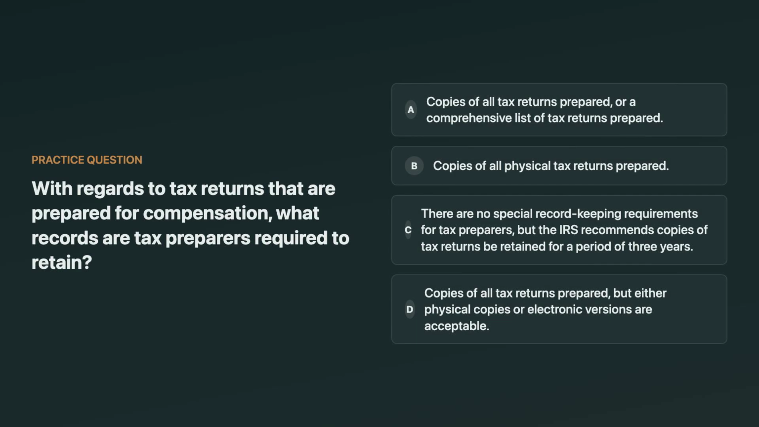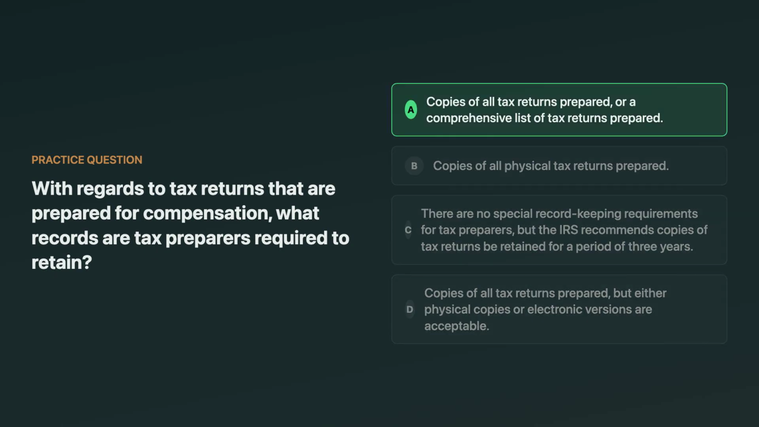With regard to tax returns prepared for compensation, what records are tax preparers required to retain? The options include keeping copies of every return, keeping only physical copies, keeping no special records, or keeping copies with electronic versions allowed. Think about what IRC Section 6107 actually permits.